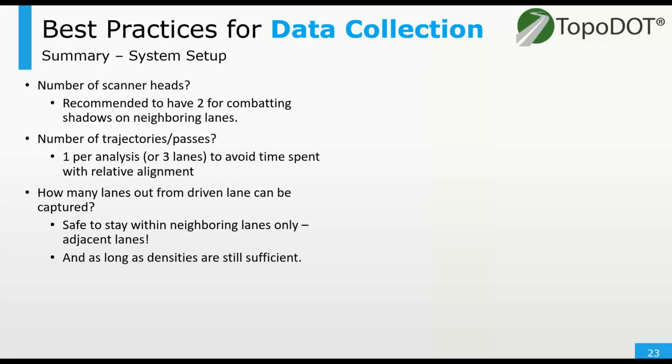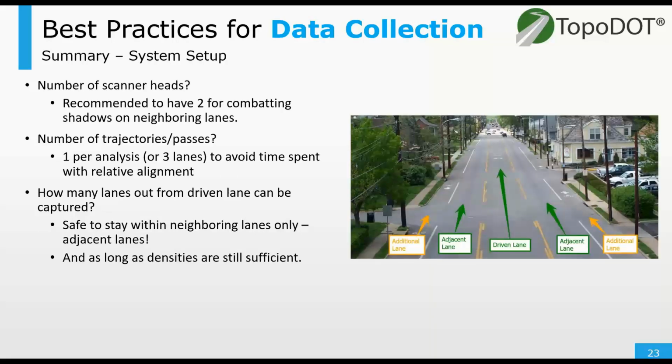And then just kind of a quick summary of the best practices for the collection. So yeah, we recommend 2 scanner heads on the vehicle. We recommend 1 trajectory per analysis. Usually you'll get 3 lanes out of that at least. And how many lanes can you handle for the analysis? That's ultimately going to be 3, like we saw previously in the image.